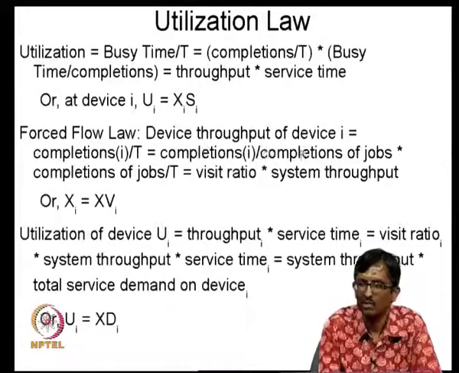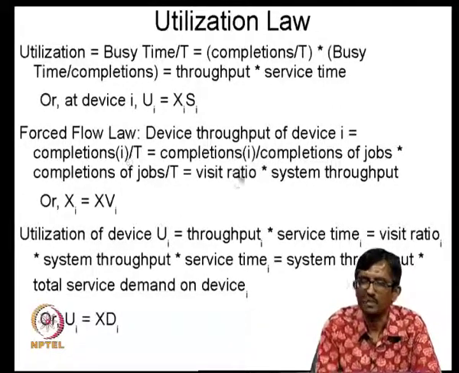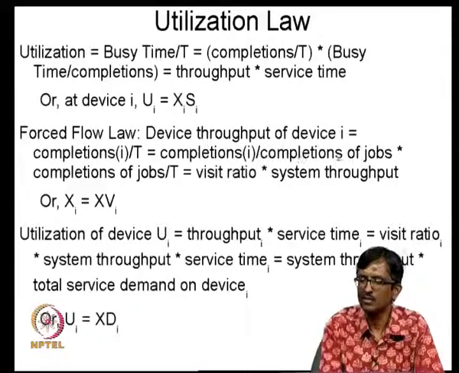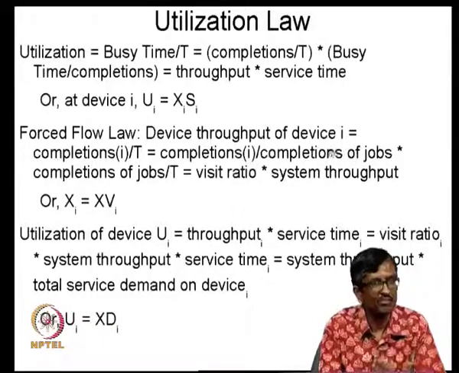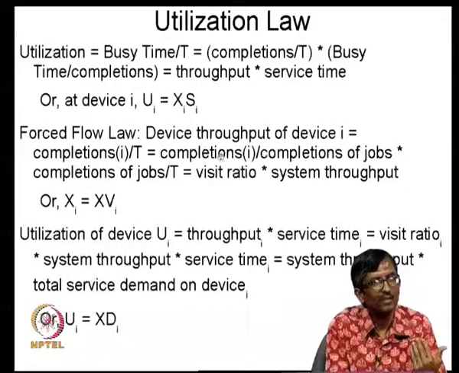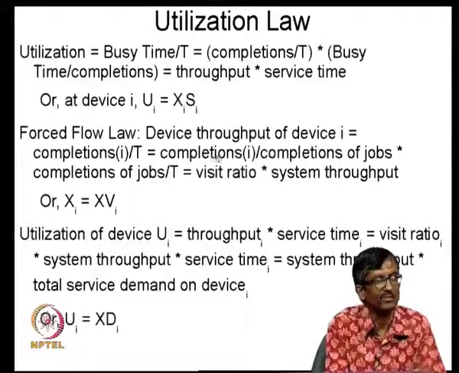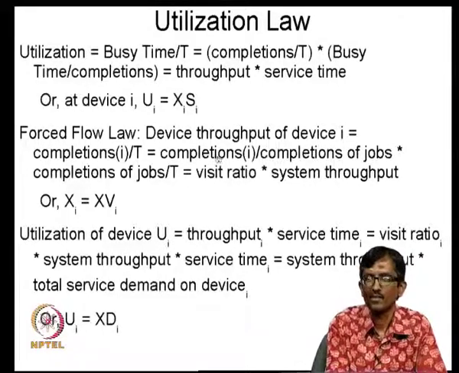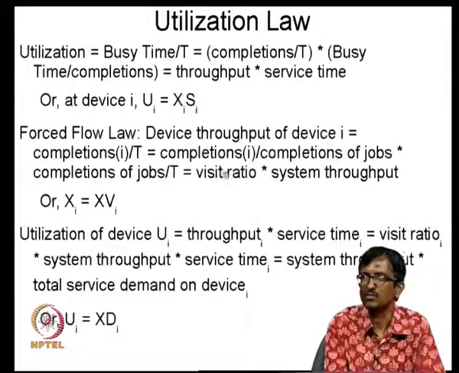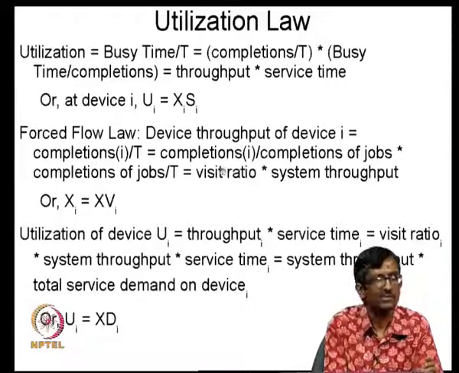But if you say completions of i by completions of jobs, what is it? This is basically the number of times I am coming to this device to get my job done. It is basically the visit ratio. What is completions of jobs? How many times I finished a job. But completions of i is how many times I did something for a job at device i. So, this is basically the visit ratio. That is how many times, if I want to get some job done, I go to a particular device.